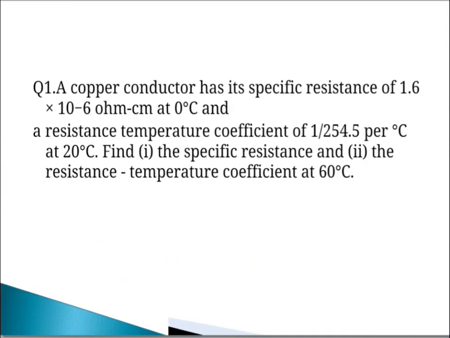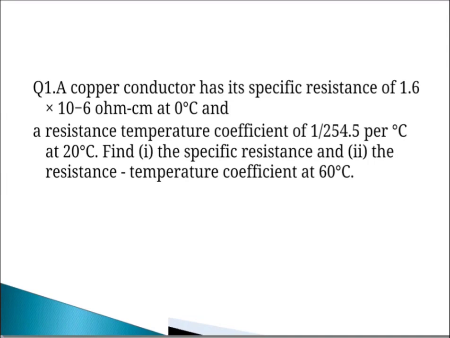The first example: a copper conductor has a specific resistance of 1.6 × 10^-6 ohm-centimeter at 0 degree Celsius, and a resistance temperature coefficient of 1 divided by 254.5 per degree Celsius at 20 degree Celsius. We have to find the specific resistance first, and then the resistance temperature coefficient at 60 degree Celsius. Then we have to see the solutions.